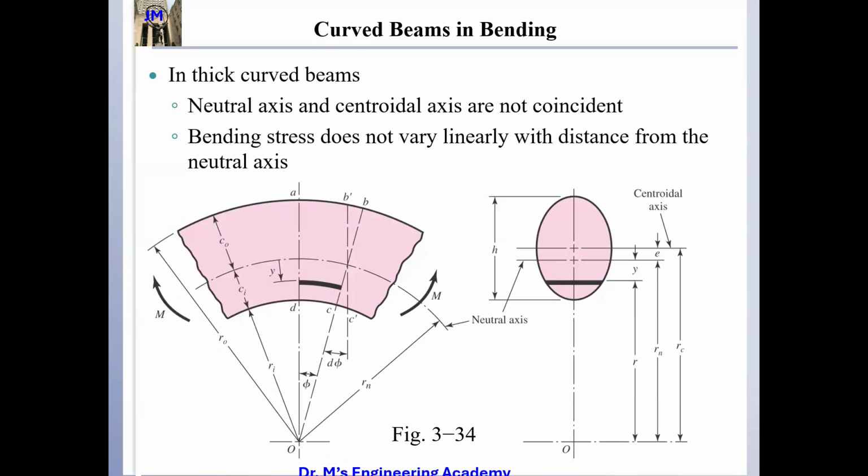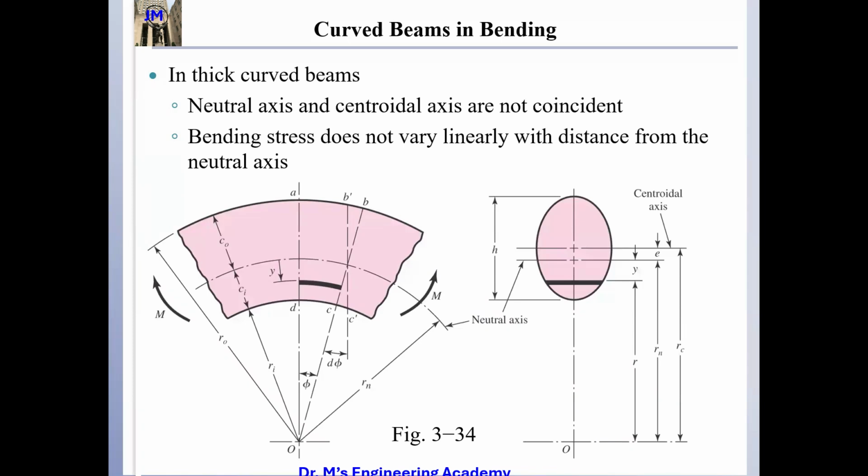Right? The neutral axis. So for this problem, this is the center, and we have the inner radius and the outer radius, and this is the neutral axis. This is co, and this is ci. These are the maximum distances from the neutral axis to this side and this side. So we have a bending moment.